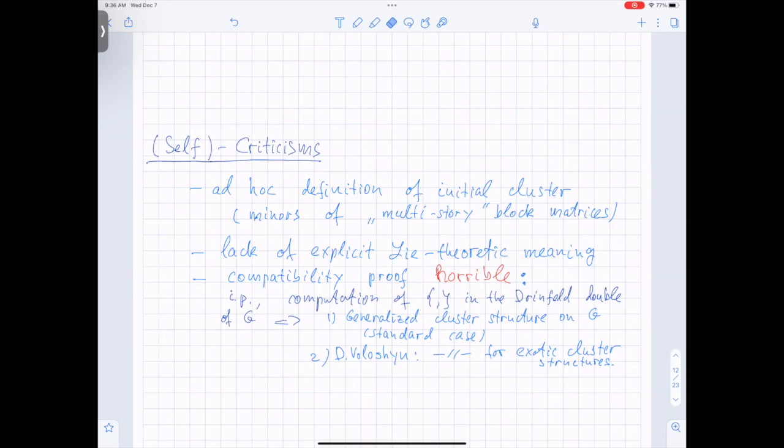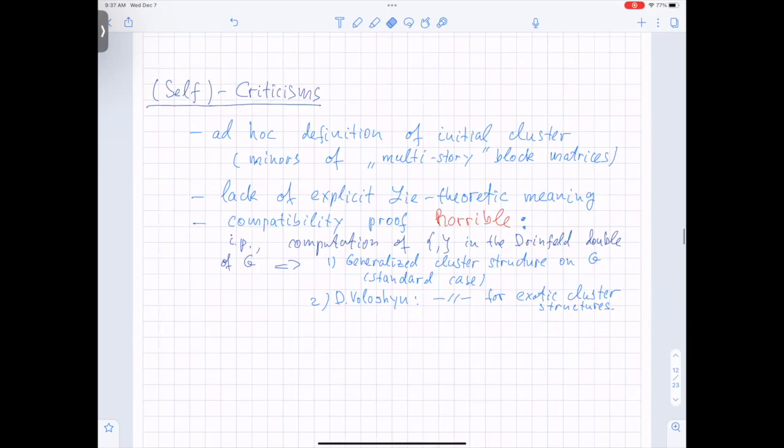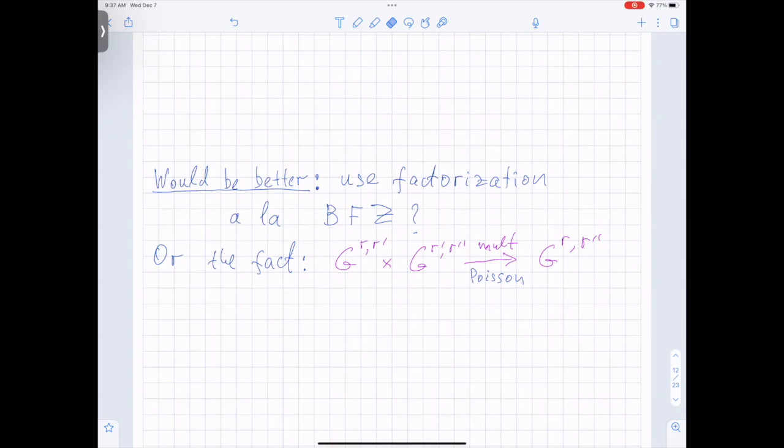Not as good as that, because it led my former graduate student, Dmitry Valashin, to define cluster structure on a Drinfeld double compatible with all of those brackets. But we need a better understanding of what's going on. And so what would be better? First of all, it would be better if we can use a factorization like Bernstein-Zelevinsky in something smaller.